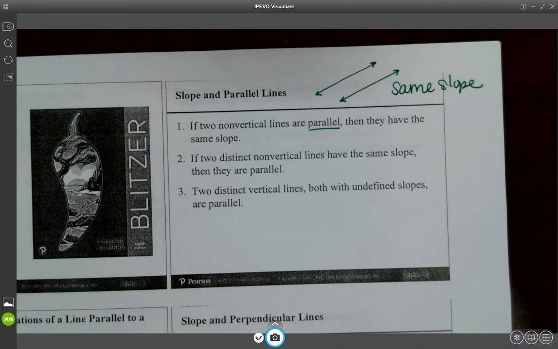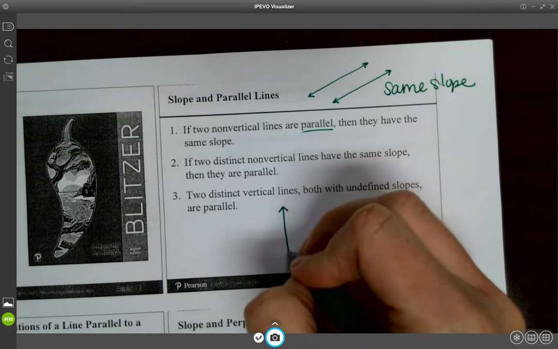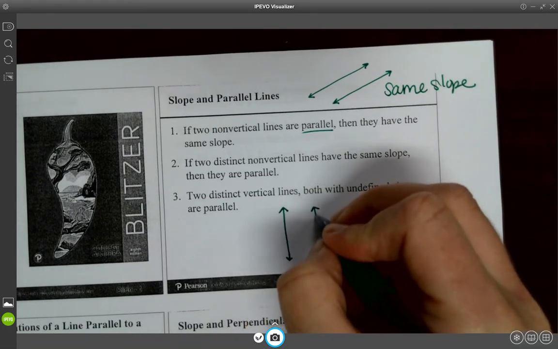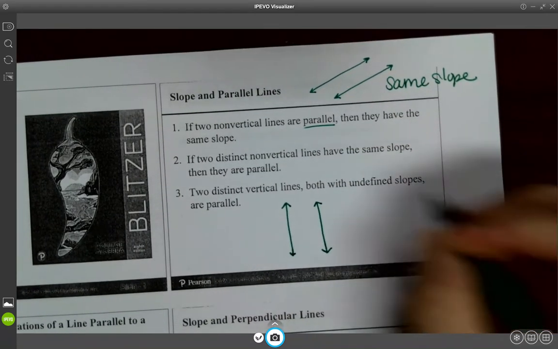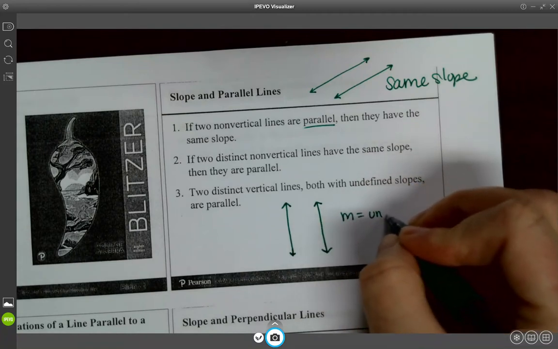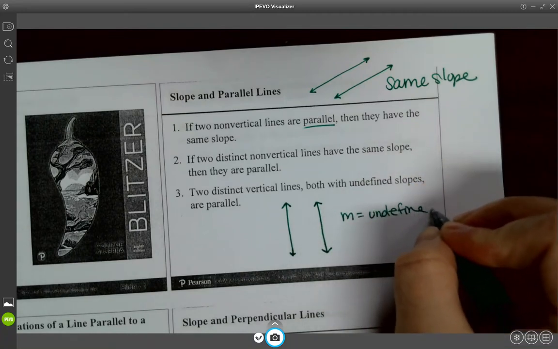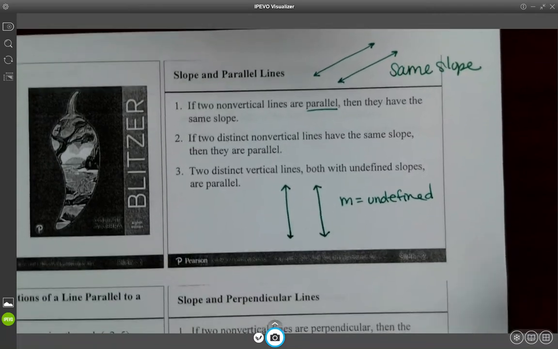Then it says two distinct vertical lines. So think about two vertical lines. They both have undefined slopes. And they are parallel to each other.